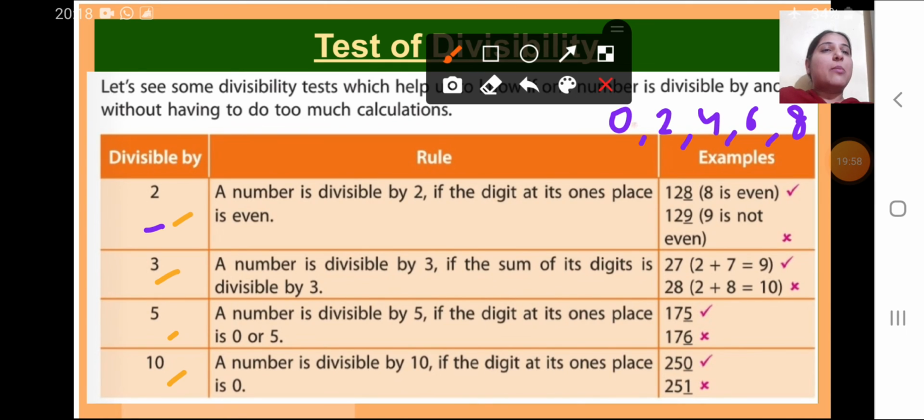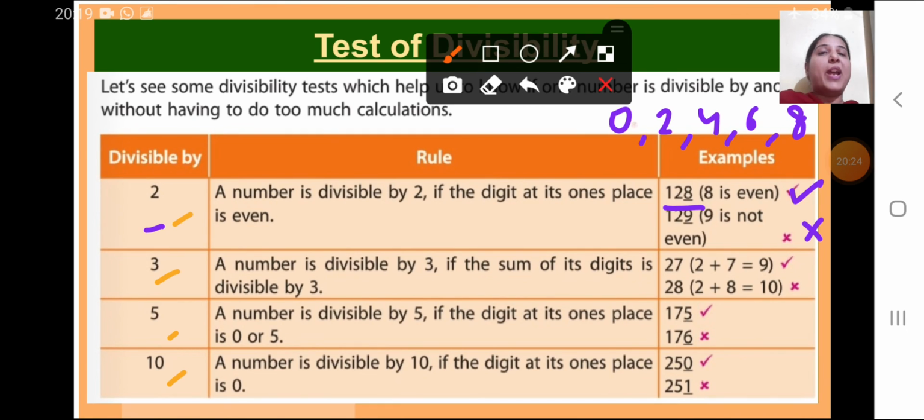Here you can see number 128. Look at the ones place here. The digit is 8, which is an even number. So it will be divisible by 2. On the other hand, if you see number 129, 9 is not even, it is an odd number. So 129 is not divisible by 2.